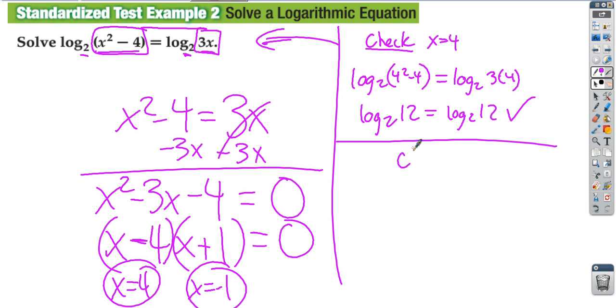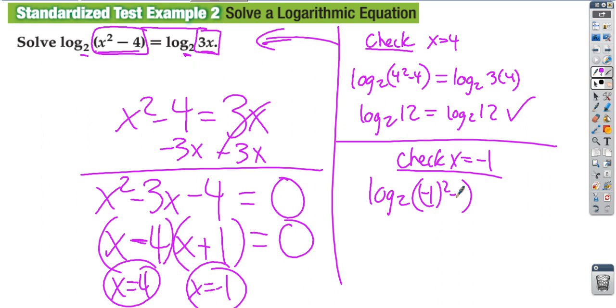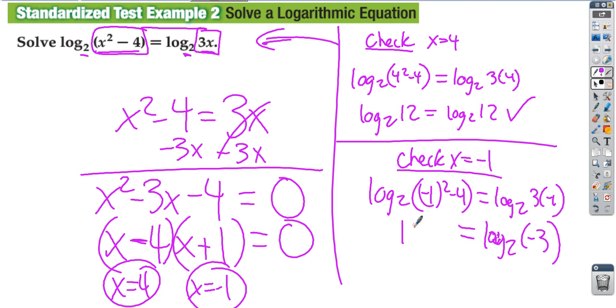Let's try x equals -1. This one actually is not going to work. So we're going to have the log base 2 of -1 squared minus 4. And that's the log base 2 of 3 times -1. And both of these are going to equal the log base 2 of -3. And you can't do that. It's impossible. If you put that in a calculator, it will return an error.